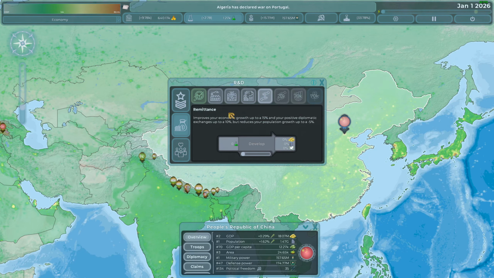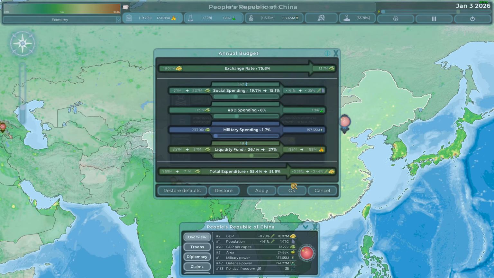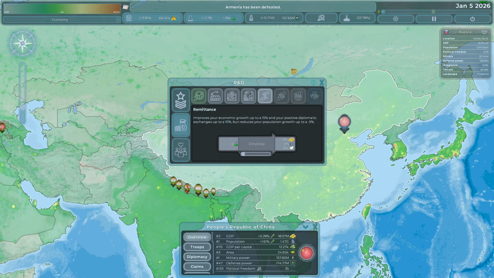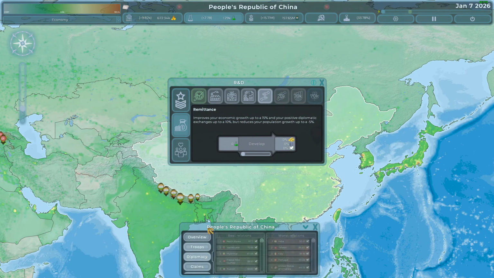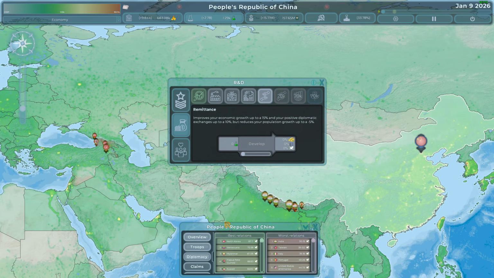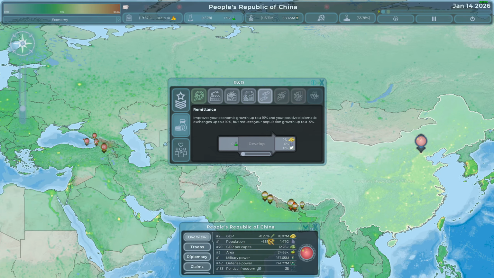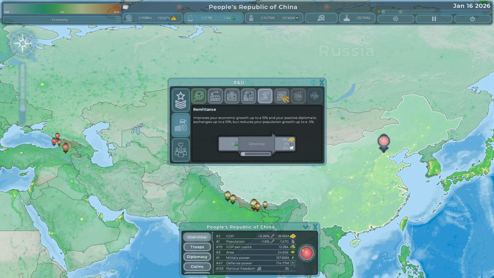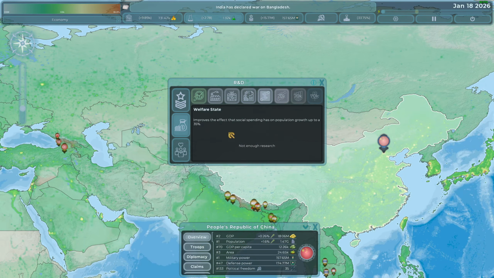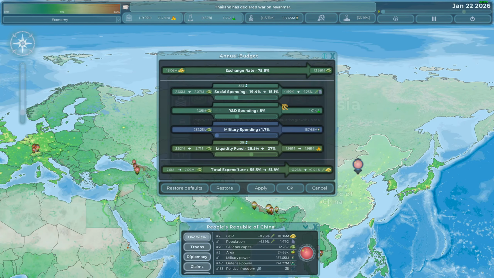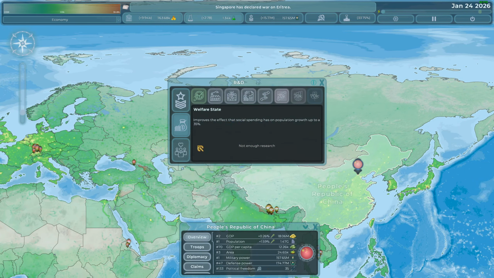Remittance improves your economic growth by up to 15%. So down there, it improves diplomatic relations by 10%. So it will improve these by 10%. And it reduces population growth, you can see it's 1.6 right there, by 5%. This is generally worth it, especially because you can just fire up welfare state to get your social spending to have more impact on your growth rate.